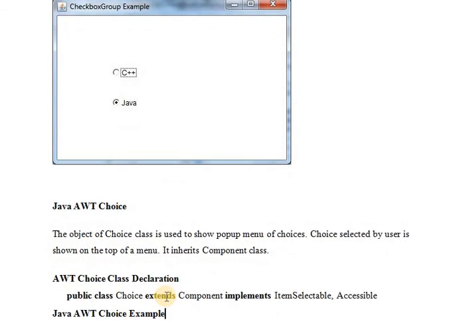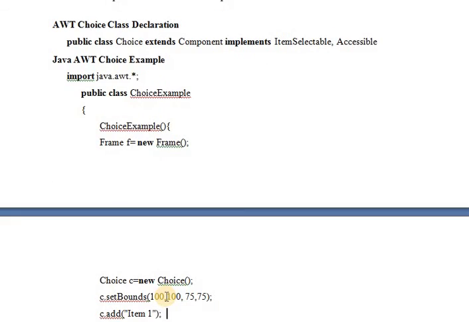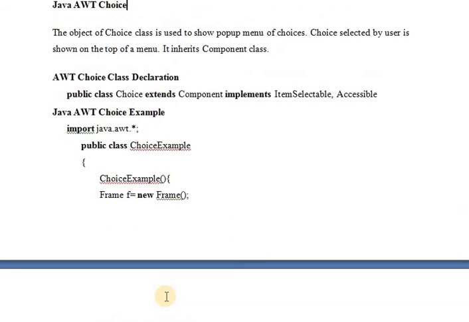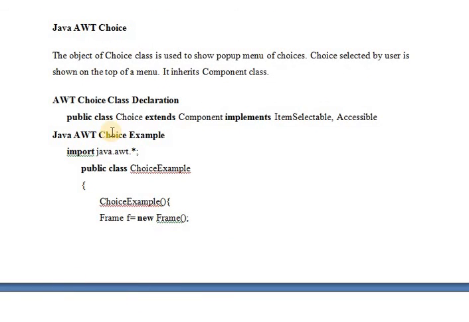Now we will see the Choice. This is also one of the subclasses. The object of the Choice class is used to show a pop-up menu of choices. The choice selected by the user is shown on the top of the menu. It inherits the Component class. So the AWT Choice class declaration: public class Choice extends Component implements ItemSelectable, Accessible.